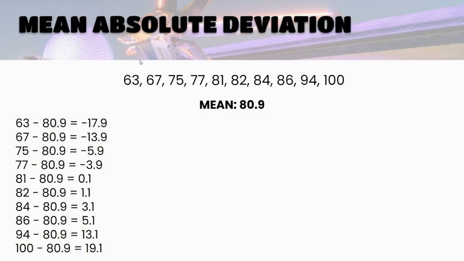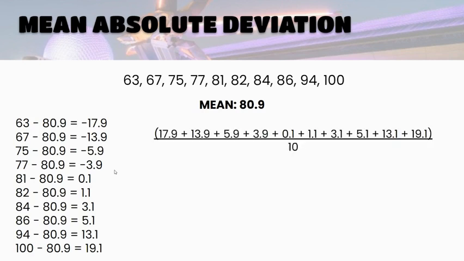Now I'm going to take all of the numbers that I got when I subtracted and make them all positive. So my negative here is going to become positive 17.9. The absolute value, you're making it positive. The negative 13 becomes positive 13, positive 5.9, positive 3.9.